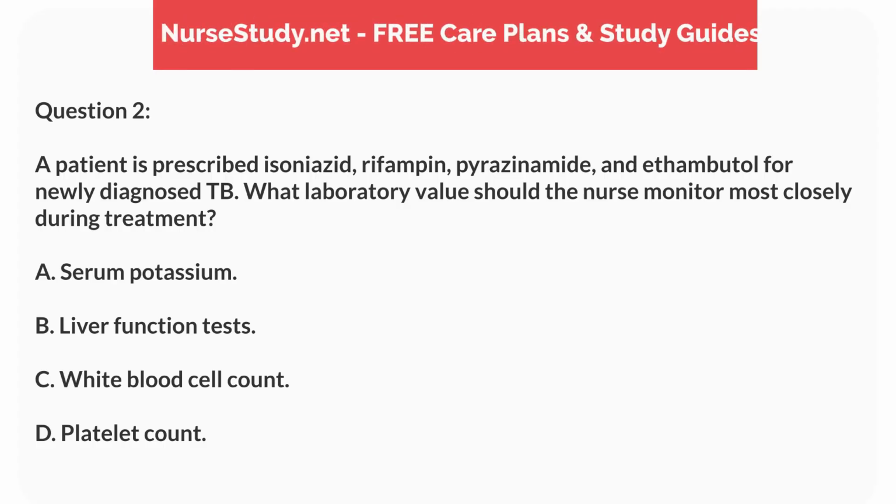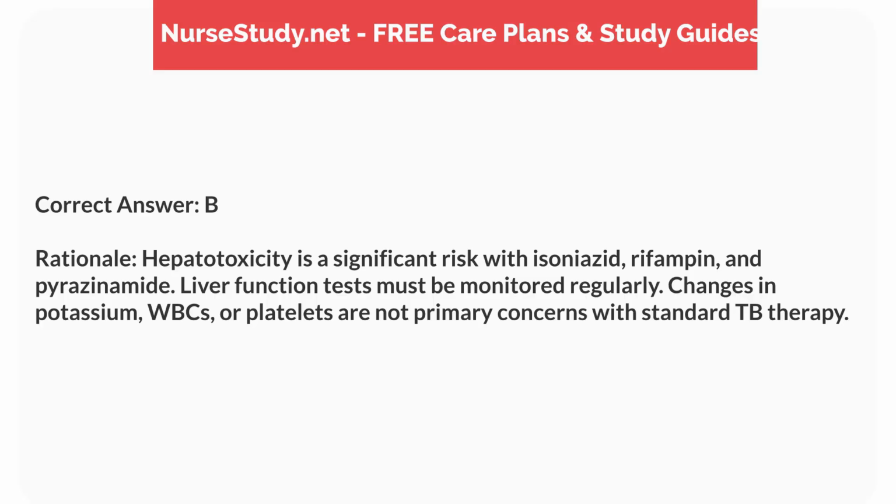Question 2. A patient is prescribed isoniazid, rifampin, pyrazinamide, and ethambutol for newly diagnosed TB. What laboratory value should the nurse monitor most closely during treatment? A. Serum potassium. B. Liver function tests. C. White blood cell count. D. Platelet count. Correct answer, B.